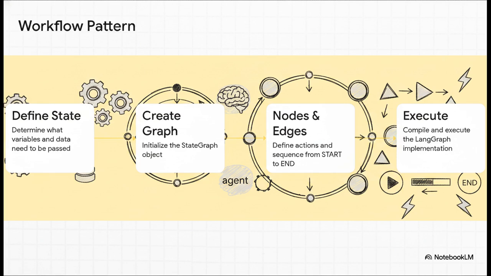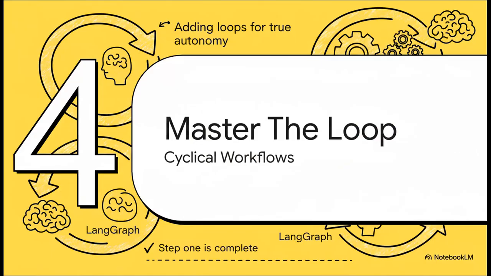And finally, Step 4, compile and execute. Follow these 4 steps and you've got a working LangGraph implementation. Step 1 is officially in the books. Now let's move to Section 4 and see how this builds into adding loops for true autonomy.